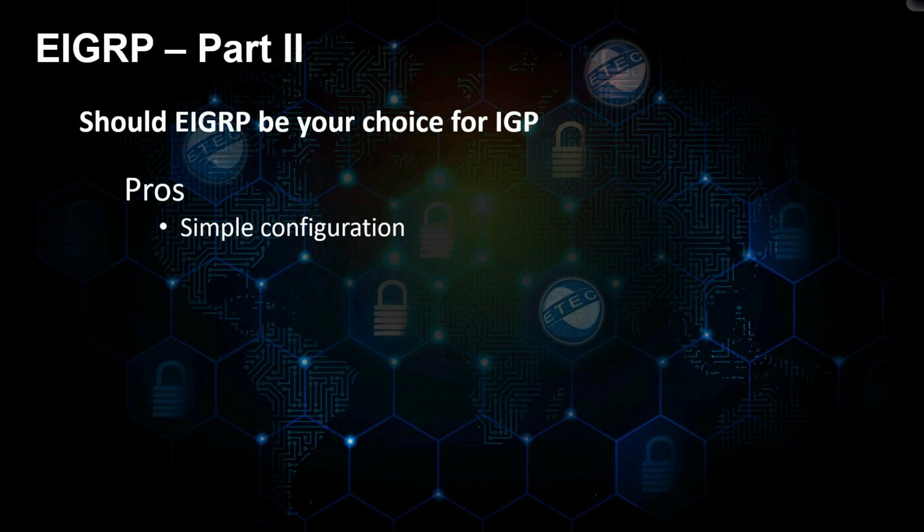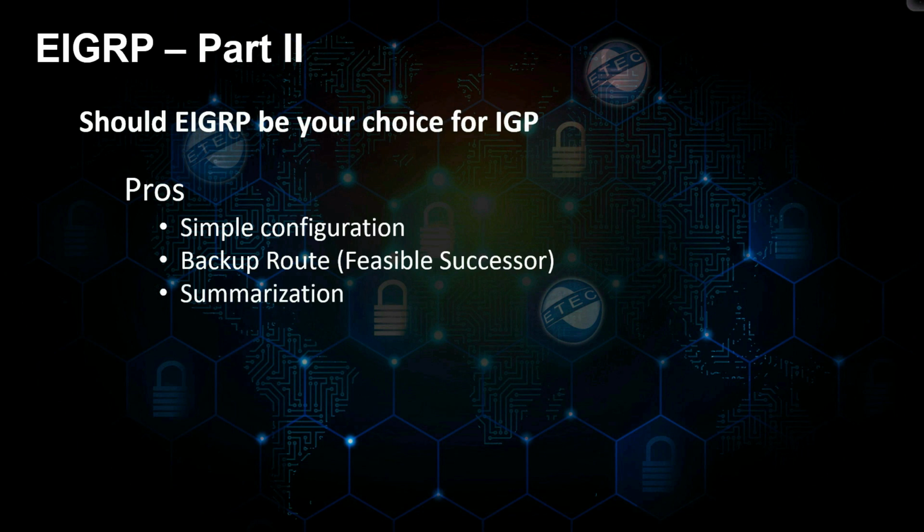Second, unlike any other routing protocol, by default, EIGRP can have a backup path, or in their terminology, feasible successor, ready in the topology table. Upon loss of a primary path, EIGRP routers simply copy the feasible successor to the routing table and continue to route. Next is summarization.